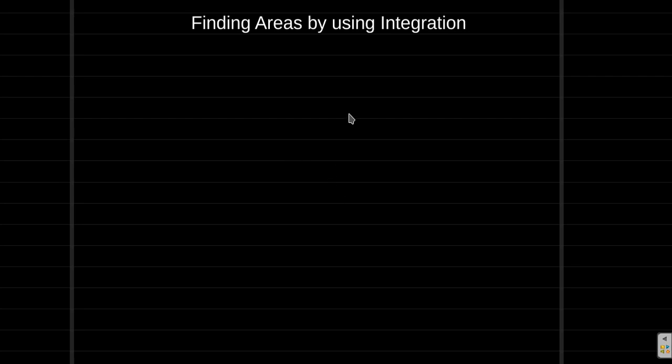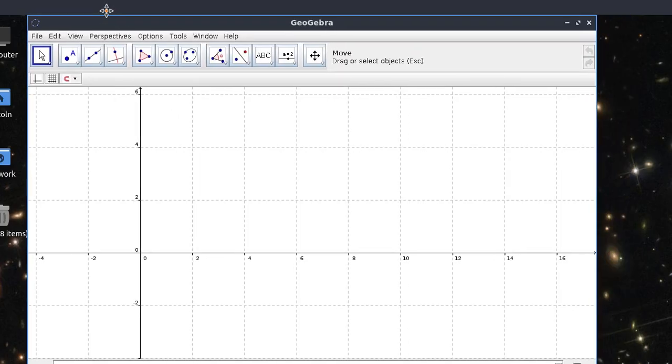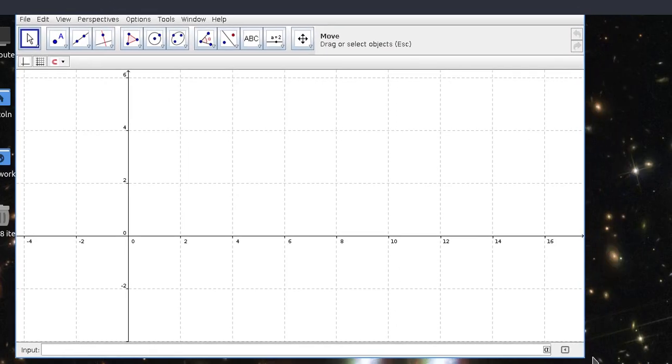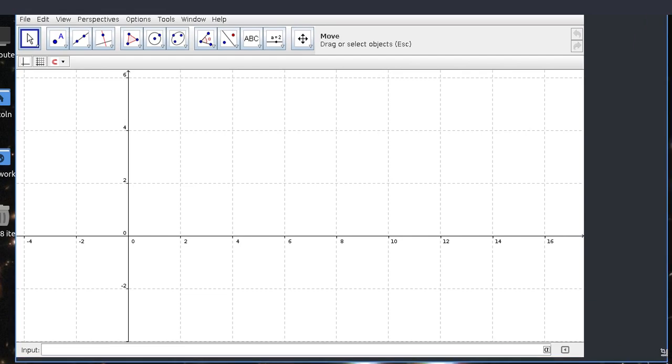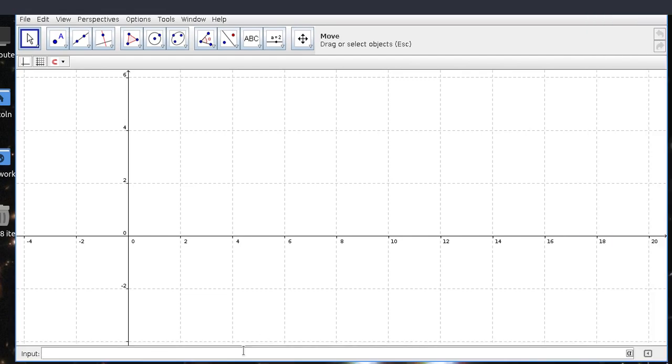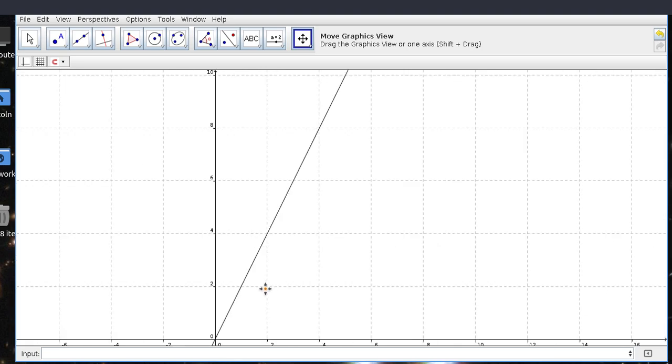Now we continue to look at finding areas using integration. Let's go over to our graph plotter GeoGebra and get something done here. Suppose we have y equals, let's say, 2x. Right, so we have this graph. Now it's showing y equals 2x.